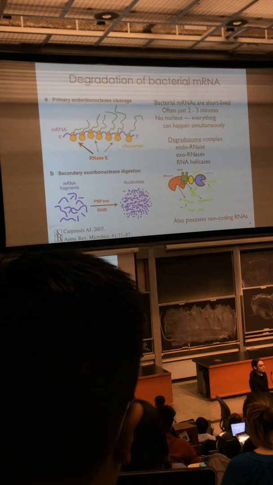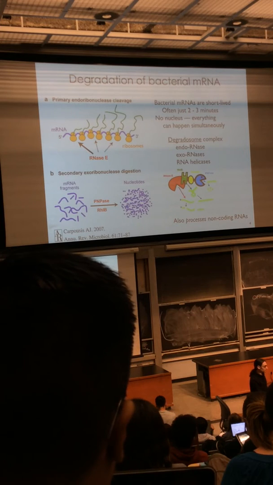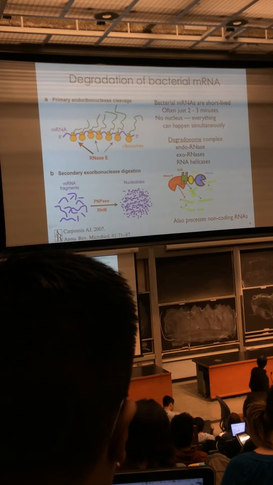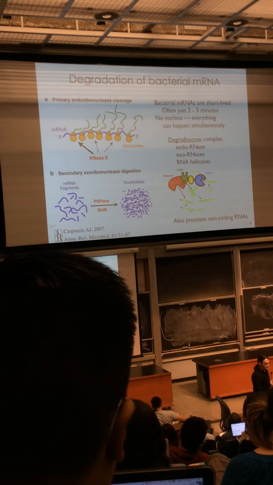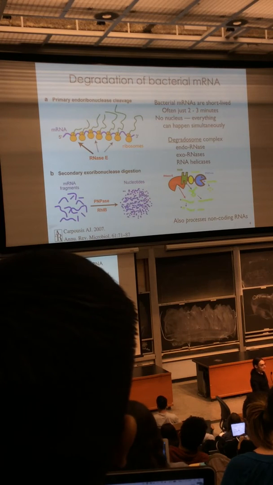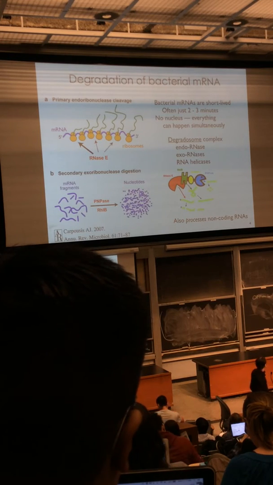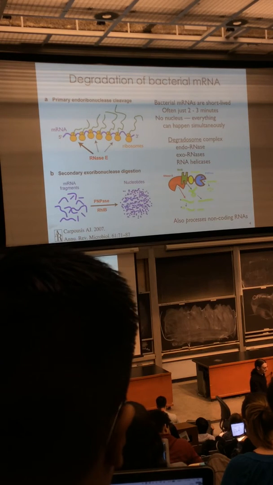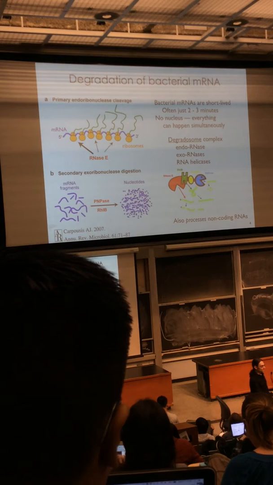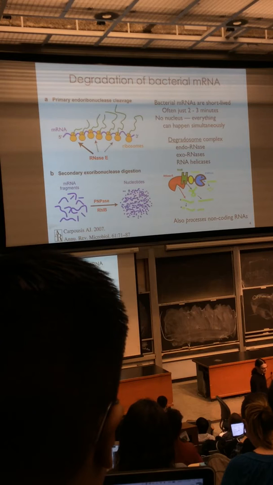Bacterial mRNAs are typically very short-lived. They can sometimes live just 2 or 3 minutes. Their degradation happens through a 2-step process. The first is an endoribonuclease cleavage, an RNase that cuts somewhere in the middle of the transcript. Usually this is an RNase called RNase E, and it tends not to cut at a region of the transcript that's being translated. After that first round of endo-cleavage, there are exoribonucleases that chew up both ends.